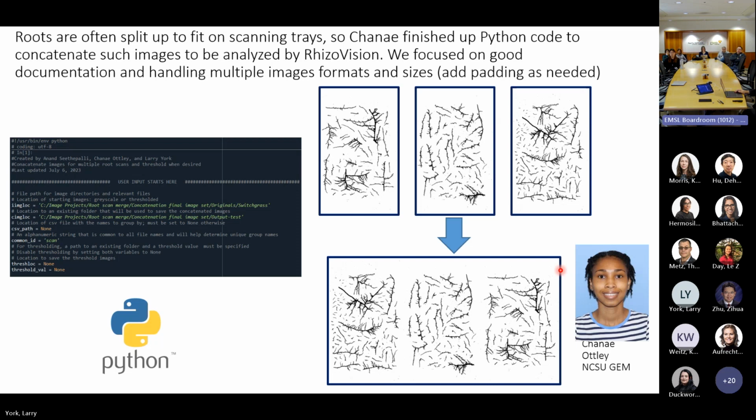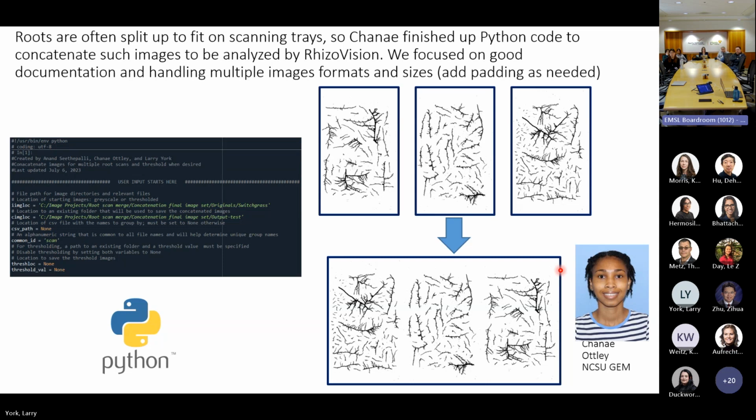This last summer, I had a GEM. I don't know if you have that internship program available here, but it's an internship, and Shanae Otley from North Carolina State worked on this. Sometimes when we scan roots, there are too many roots to fit in the scan, so we split them up across scans, and there's not really been a standard method for how you put the data back together. So we've come up with two different ways.